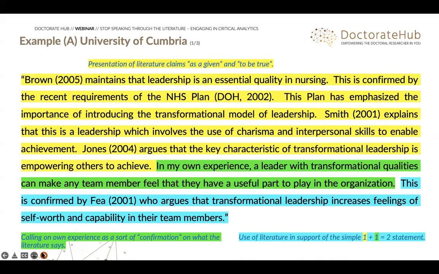All right, so this is how it looks highlighted in colors. The green is calling on own experiences, and then the blue is using literature in support of a simple 1 + 1 = 2 statement without any critical reflection. And in my own experience, yeah, so it is your experience, but which evidence, which data? Yeah, you would need to bring that in and not just throw it out like that. This is a sort of lukewarm argument.